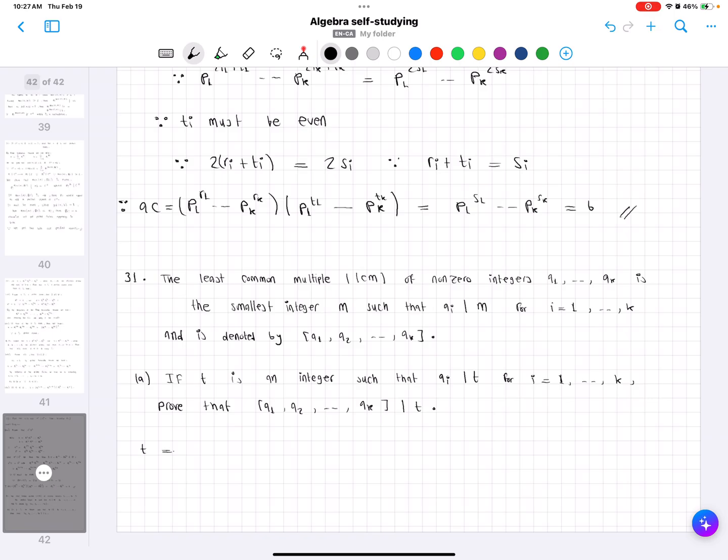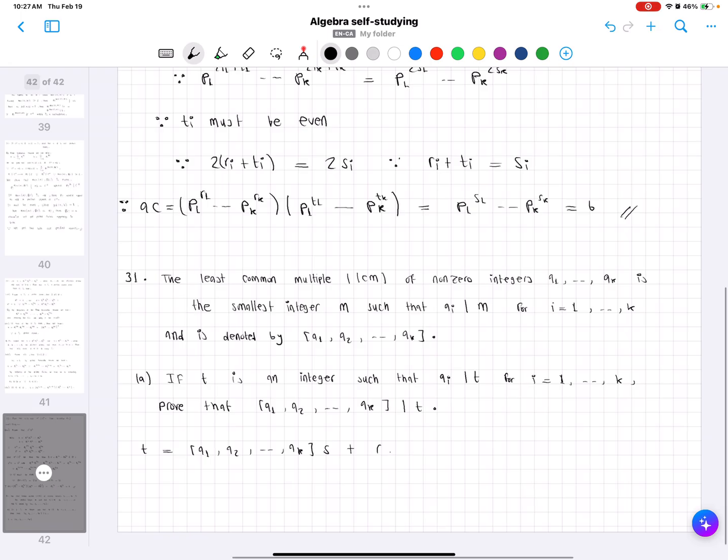So t is equal to [a1, a2, up to ak] multiplied by s plus r, where r is in between 0 and this least common multiple, [a1, a2, up to ak].